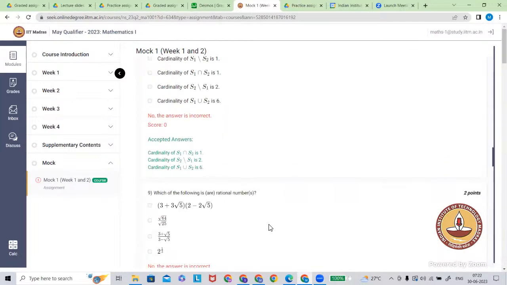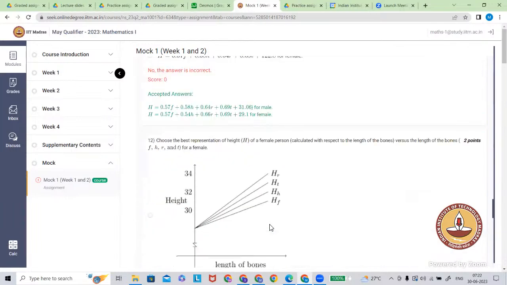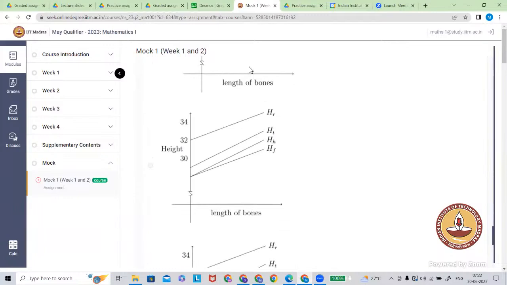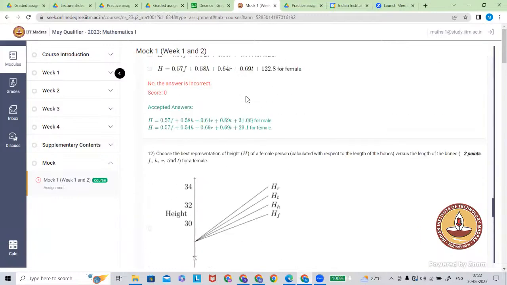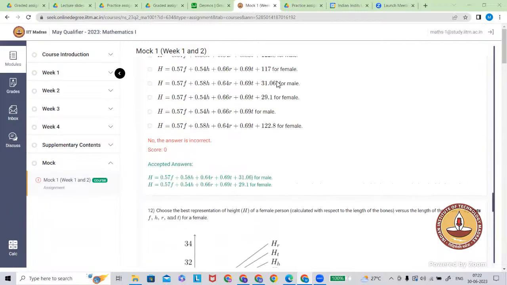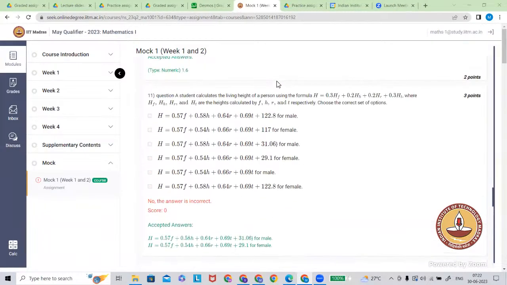Does somebody have a doubt on question 11 and 12? What's your doubt here? How are we getting the value of this constant 31.06? For the 11th question.